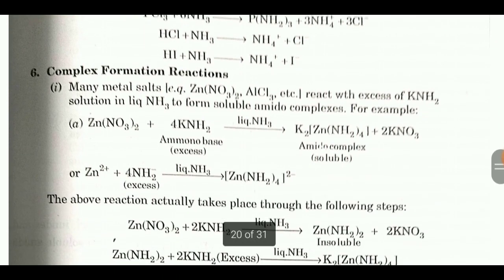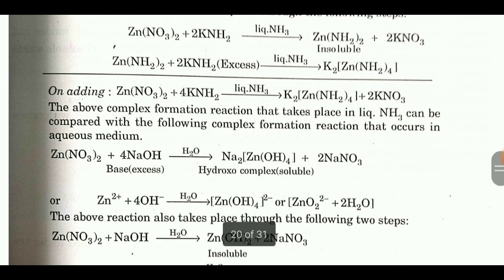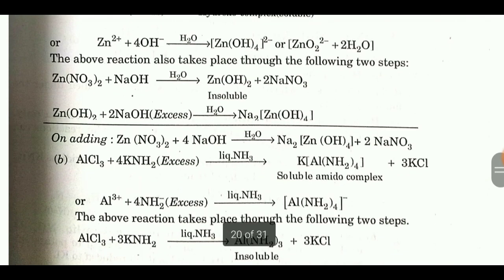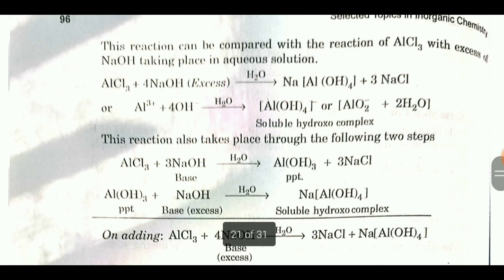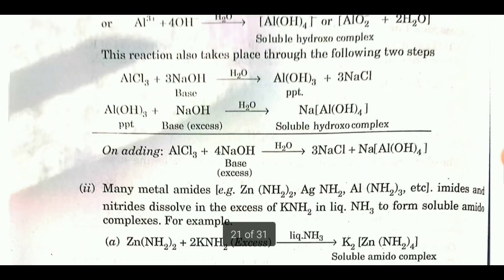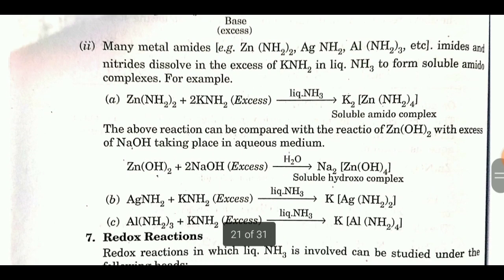Sixth, complex formation reactions. First, many metal salts react with excess of KNH2 solution in liquid ammonia to form soluble amido complexes. This reaction can be compared with the reaction of AlCl3 with excess of NaOH taking place in an aqueous solution. Second, many metal amides and nitrides dissolve in the excess of KNH2 in liquid ammonia to form soluble amido complexes.